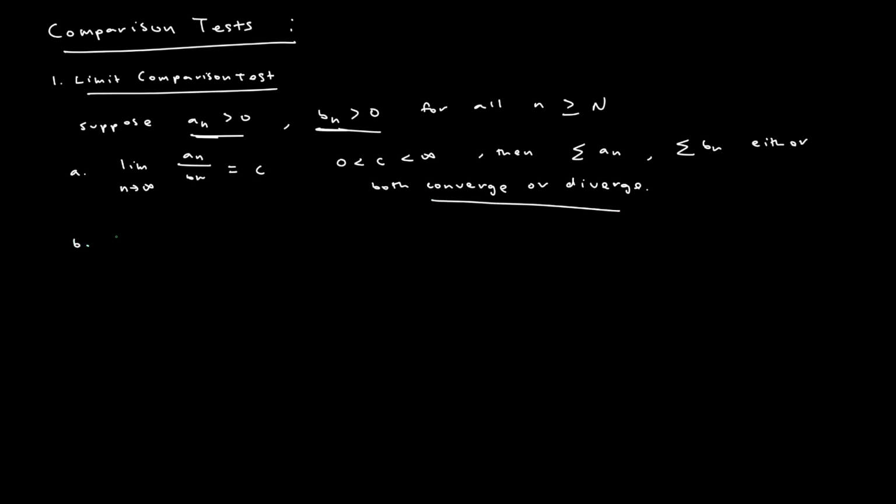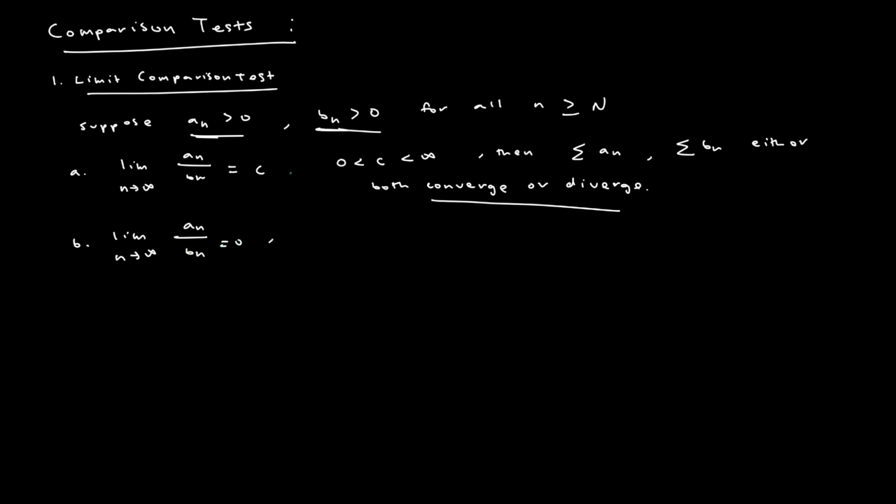Secondly, if the limit as n tends towards infinity of a_n divided by b_n is equal to 0, that means b_n is necessarily faster growing. It's bigger than a_n as we go towards infinity, right?